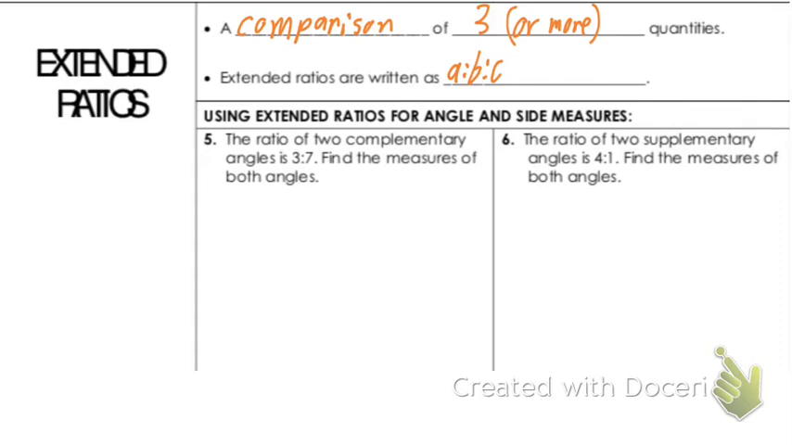But on 5, the ratio of 2 complementary angles is 3 to 7. Find the measures of both angles. Now, does that mean the measures of these angles are 3 degrees and 7 degrees? Could they be 3 and 7? No, because then they wouldn't be complementary, because complementary means they add up to 90.